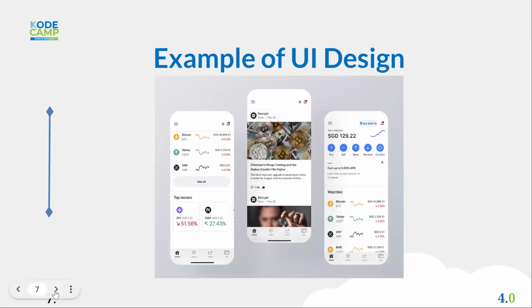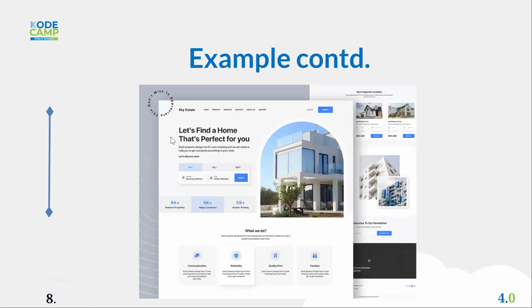So this is a good example of what a UI looks like. You have the use of colors, the use of menu bar, the use of navigation, and it's just a visual aspect of a product that the user can see and interact with. Then here you also have a website design, which is like a landing page. You see the use of typography, the use of buttons, and the use of colors to show the visual aspect of the product.